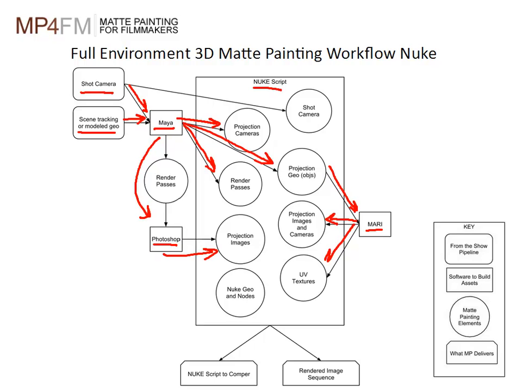And it will also export, and you can bring into Nuke, any UV textures if you're going to UV texture an object within Nuke. And then of course any Nuke Geo and nodes that are created within the Nuke script. And this all can be exported as a Nuke script to be live to give to the compositor, or it can be given as a rendered image sequence.